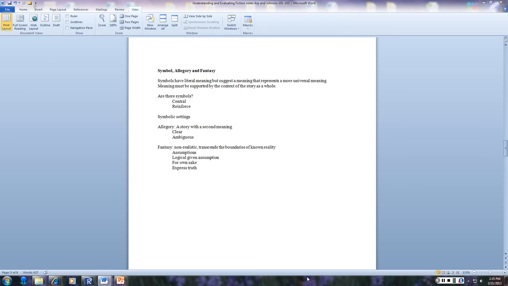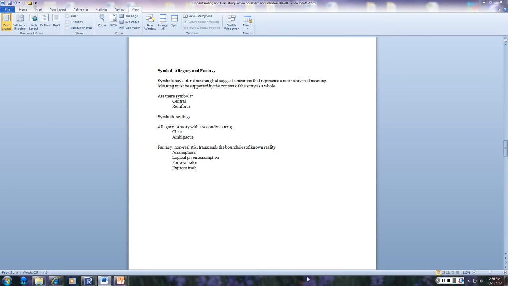Having a symbol that reinforces the meaning sometimes is even more powerful, because you have a great story, but then it has a new depth of meaning. Is the setting symbolic? Does the setting carry meaning beyond what is provided by the location? An allegory is a story with a second meaning, that is, there is actually a parallel meaning to it. We want to know if that meaning is clear or ambiguous.